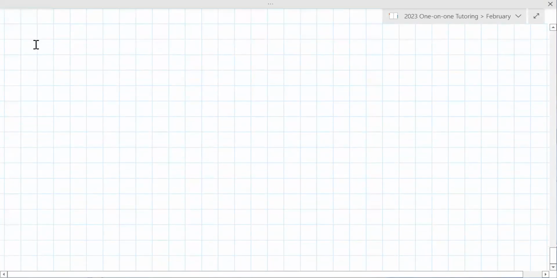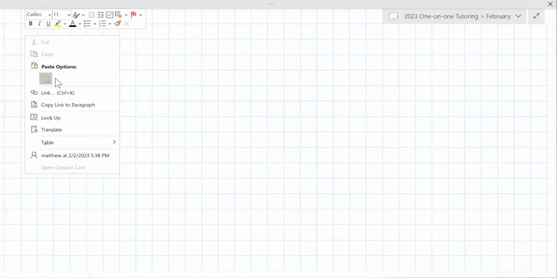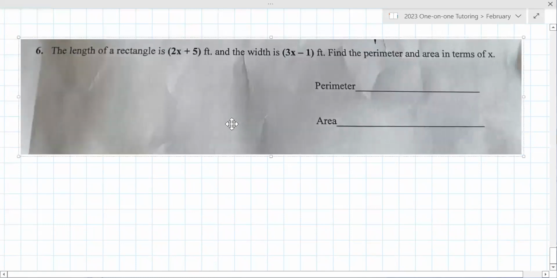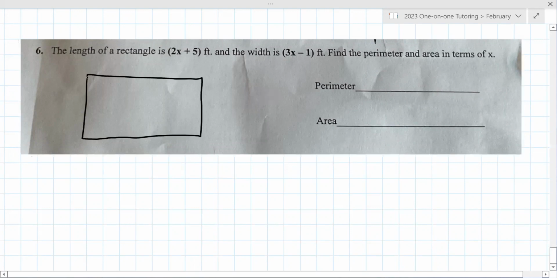So let's do this. Let's go to number 6. All right, so the length of a rectangle is 2x plus 5, and the width is 3x minus 1. So it's probably good to draw your favorite rectangle. And do you want the 2x plus 5 to be on the horizontal or the vertical? The horizontal. Okay, yeah. And then 3x minus 1 here.